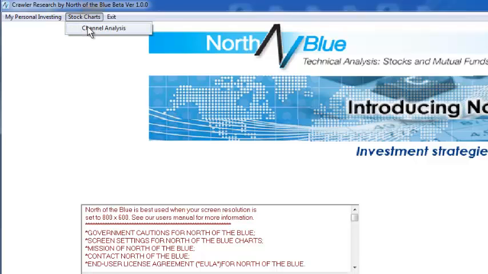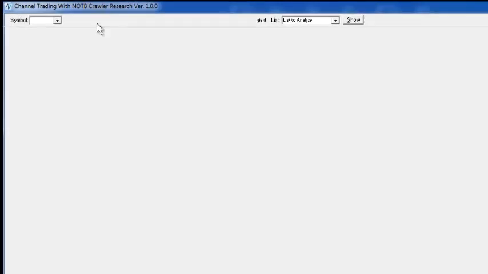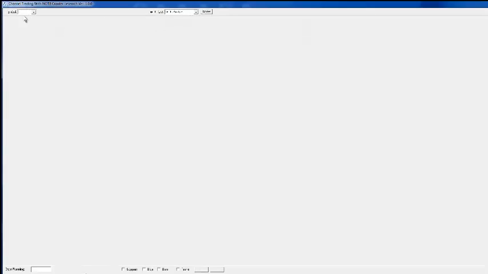Again, we're going to go to stock charts, click on channel analysis, and we have a few more boxes down here. We could just click Apple in here and analyze that, but we want to do something more thorough. So we have to type in the date we're running, which is August 14th, 2012. We need two numbers for the month, two numbers for the day, and four numbers for the year, with the slashes in there.